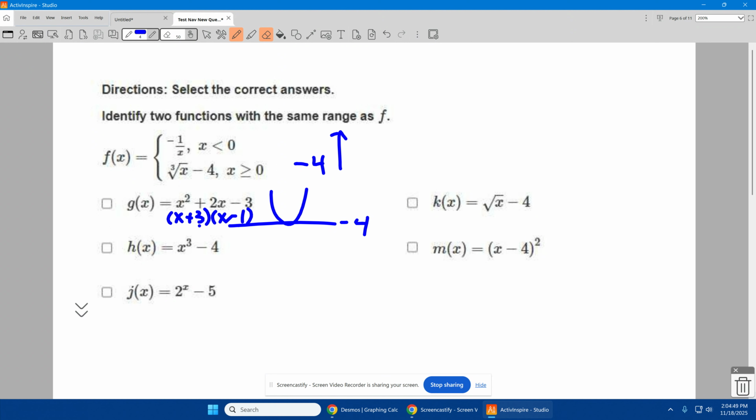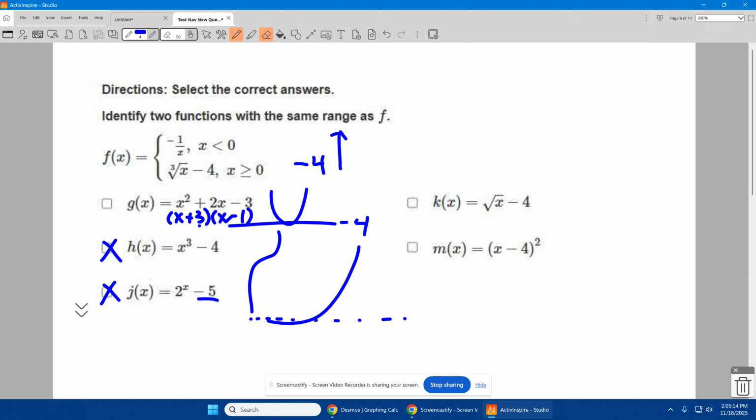X to the third minus 4. We should realize that's a graph that looks like this. I can tell you right now, he's out. There's not a chance, because his range is going to be everybody. The other is 2 to the x minus 5, so he is looking like this. That minus 5 is telling me it has an asymptote down here at -5, which means that's a little too much also.